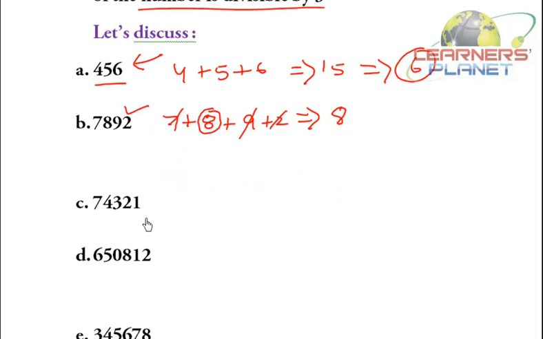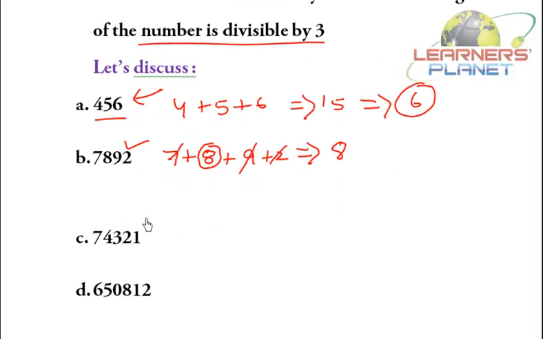Similarly, in the example 74321, 2 plus 1 is 3, which is divisible by 3. So we are left with 7 plus 4. That will give us 11. And 11 is not divisible by 3. So 74321 will not be divisible by 3.